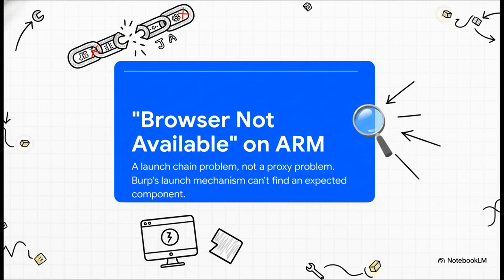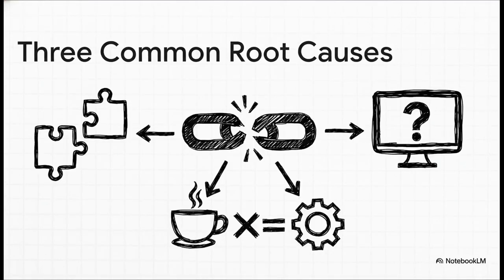Think about it like this. Burp is trying to start its browser, but it's reaching for a tool it needs, like a specific Java component or a graphics library, and that tool just isn't there on the shelf. The chain breaks before it even gets close to the network. And that broken chain? It usually comes down to one of these three culprits.